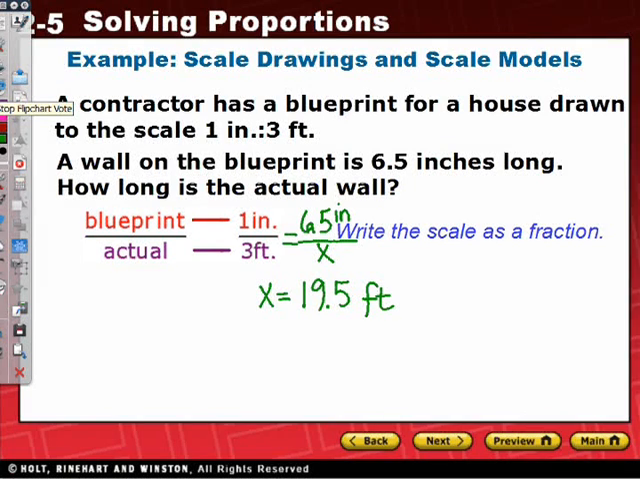I did want you to write these examples down. I don't think I said that though. So if you need to go back now and write them down on the bottom of page 27, go ahead and stop, rewind, write both of those examples down, the one about the map and this one about the blueprint.